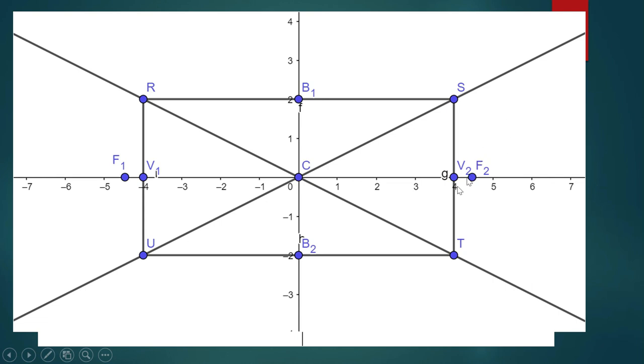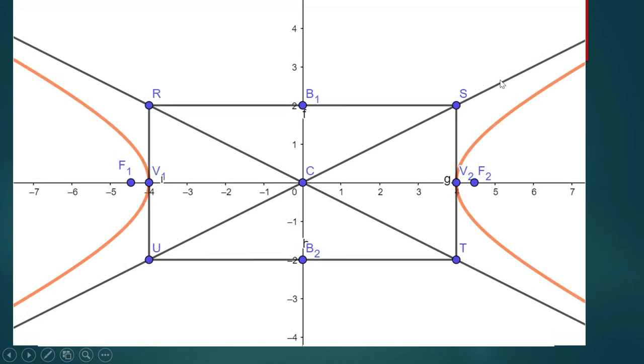What you will do now is, starting from the vertex, trace the arms of the hyperbola. The same with the left branch of the hyperbola, you will trace its arms. I will show it now. So that is our hyperbola.